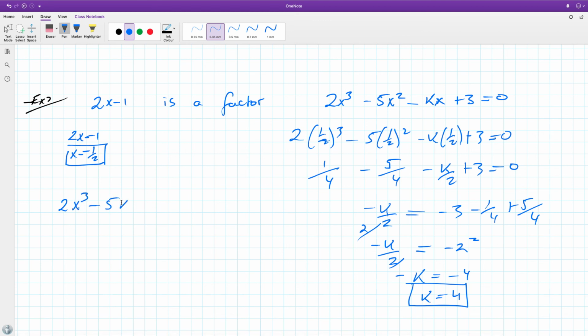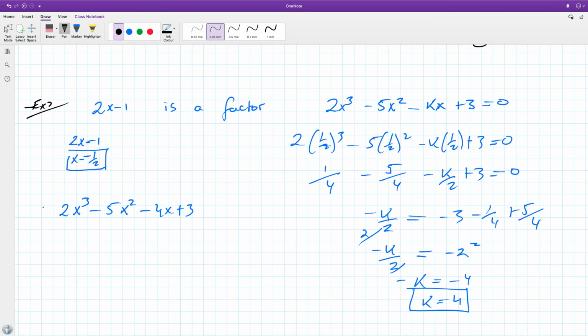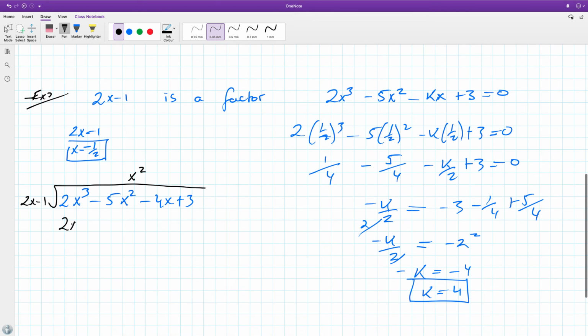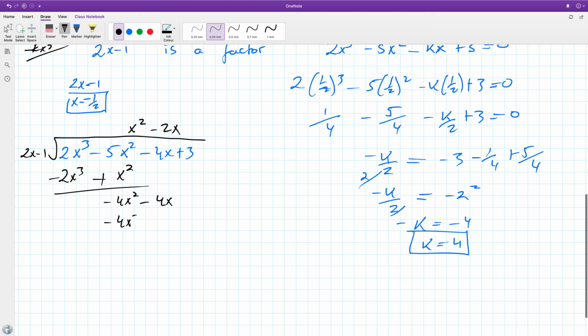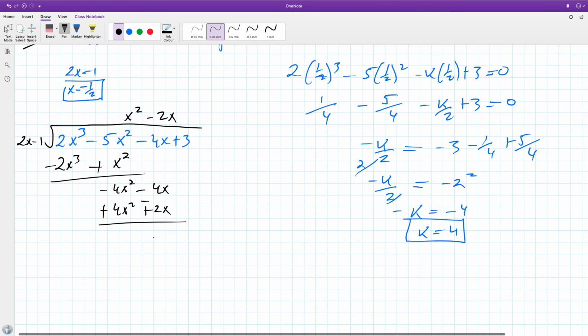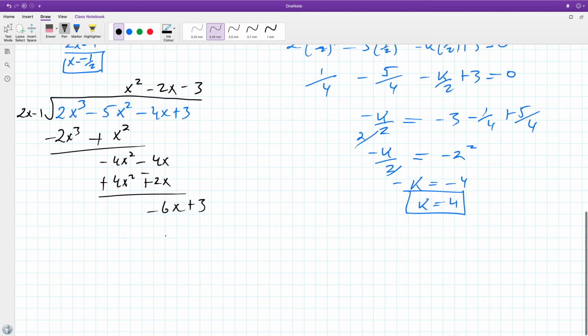2x cubed minus 5x squared minus 4x plus 3, and we're dividing in 2x minus 1. 2x into 2x cubed goes x squared. 2x cubed minus x squared, change the sign in your bottom line, minus 4x squared minus 4x. 2x into minus 4x squared goes minus 2x. Minus 2x by 2x is minus 4x squared, minus 2x by minus 1 is plus 2x. Minus 6x plus 3, 2x into minus 6x goes minus 3 times. Minus 6x plus 3, change the sign in your bottom line, and I know already I'm right because I get 0.